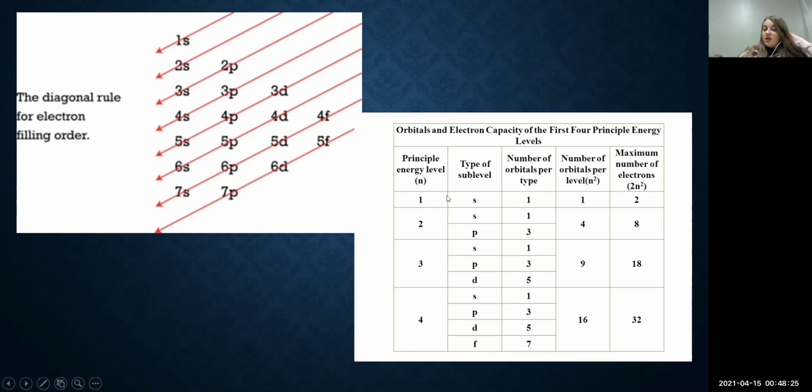And then this little chart can also help you visualize all those different quantum numbers that we talked about. So we have N, and then the type of sublevel, like our S subshell, and then we can get the number of orbitals per type. This specific chart doesn't have the L number, but then to calculate the number of orbitals per level, we can do N squared, which is also helpful. And then we can also calculate the number of electrons in an energy level by 2N squared, which is also helpful.